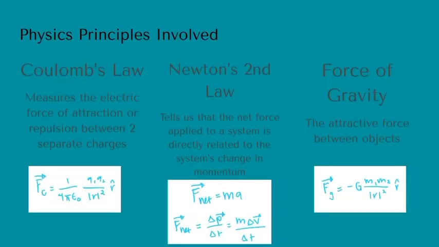So for the main physics principles involved, we have Coulomb's law, Newton's second law, and the force of gravity. Coulomb's law measures the electric force of attraction or repulsion between two separate charges, shown by this formula below. Newton's second law tells us that the net force applied to a system is directly related to the system's change in momentum, shown by these equations, and the force of gravity is the attractive force between objects.